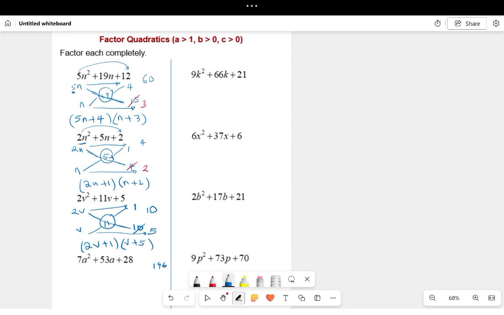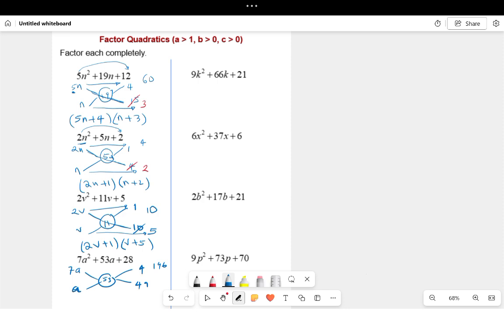Same thing, we need to figure out. Oh, before we think about the factors, we just drop 53 here, and then we do our arrows like that. And then 7a squared can be split into 7a and a. Now we need to figure out two numbers. When you add, you are getting 53, but when you multiply, you get 196. So the numbers are just 49 and 4.